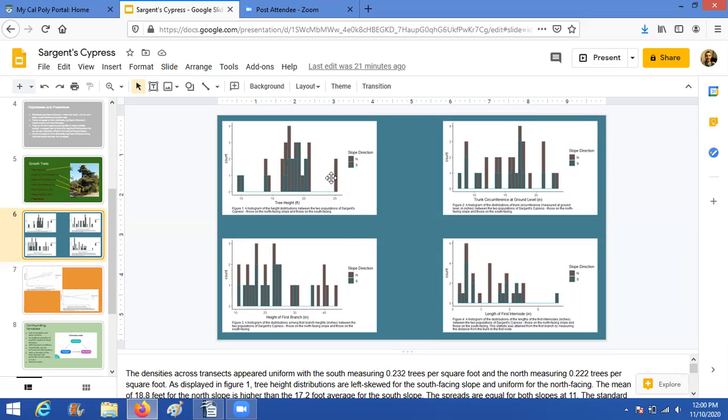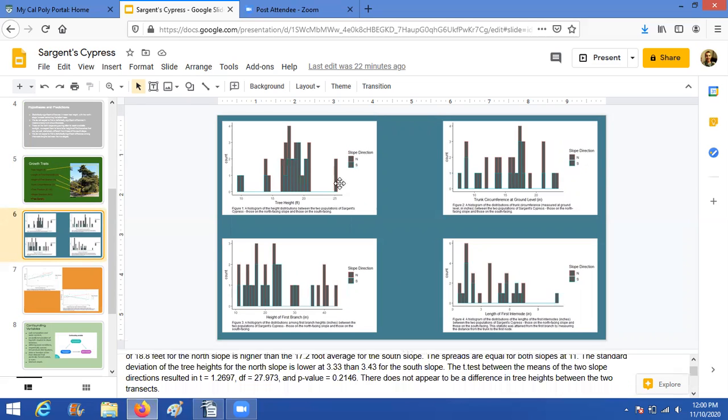The mean was 18.8 for the north and 17.2 for the south. The spreads are equal for both slopes at 11. The standard deviation of tree heights for the north slope is lower at 3.33 than 3.43 for the south. The t-test between the means of the two slope directions resulted in a p-value of 0.2146.